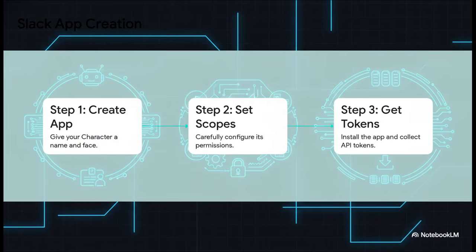So, creating a character inside Slack is actually just a three-step process. First, you'll create a new app. This basically gives the agent its name and its face. Second, you'll configure its permissions. And finally, you'll install it and grab the API tokens you need.